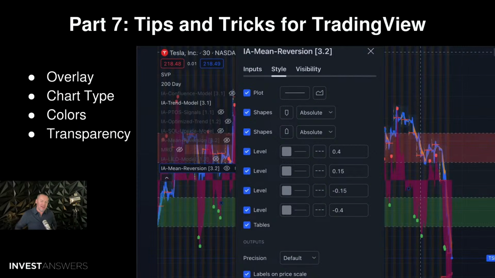And finally, some tips and tricks. I'll show you as well how you can change the user interface. I'm a very visual person, but sometimes it can be too much for certain types of people. But we can overlay a chart on a chart. We can change the colors, the transparency, the chart type, etc., all very simply and easily. So let's jump into the actual charts themselves.